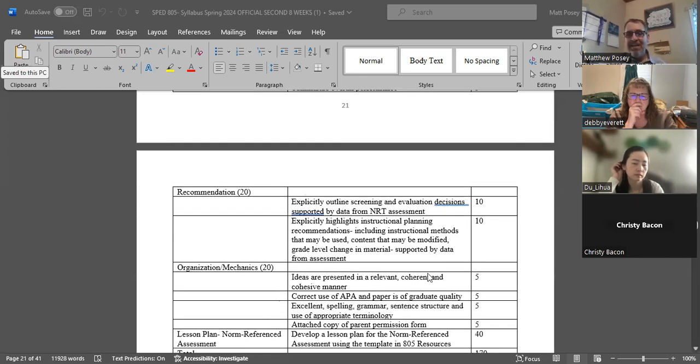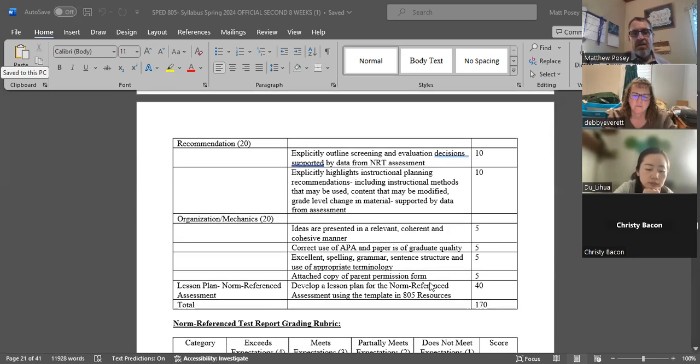Okay, then just highlight some instructional planning recommendations based on the data. What would you recommend or suggest to implement for instructional purposes for this student? Again, it could be modifying the content, dropping the grade level down a little bit. If you need to drop their materials down a grade level to help them be successful, just make sure you back it up with data that you collected from the assessment.